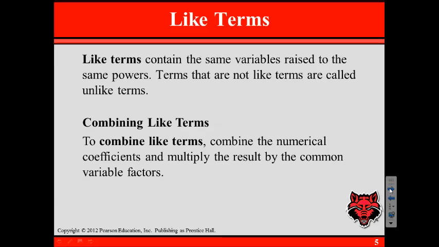Now that we have defined terms, let's define like terms. Like terms contain the same variables raised to the same powers. So we must have the same variables and the same powers. Terms that are not like terms are called unlike terms. Very creative people. Now once we can define and determine like terms, we can combine like terms. And the way we combine like terms is by combining the numerical coefficients and multiplying the result by the common variable factors.